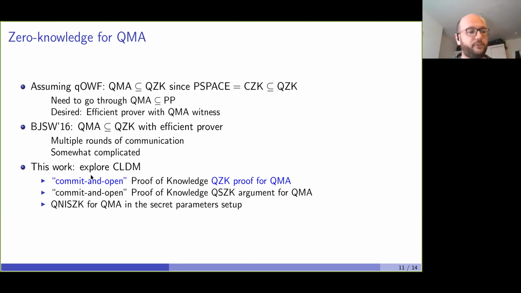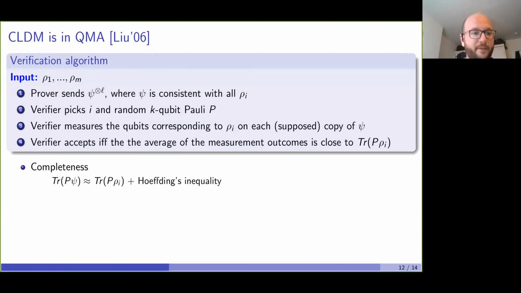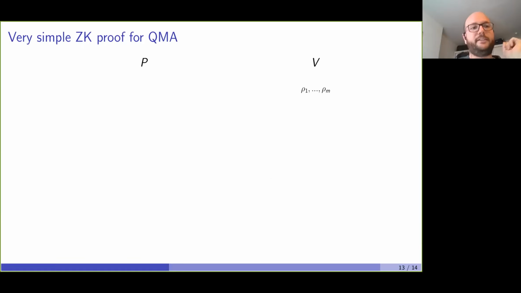And I'd like just to describe one of these simple protocols that we propose. And I think I'm running out of time, so I'll try to explain this zero knowledge protocol directly. So the idea is that in this protocol, the verifier has a description of density matrices, and we want a prover to be able to show that there exists a global state consistent with them, but without the verifier learning this global quantum state.